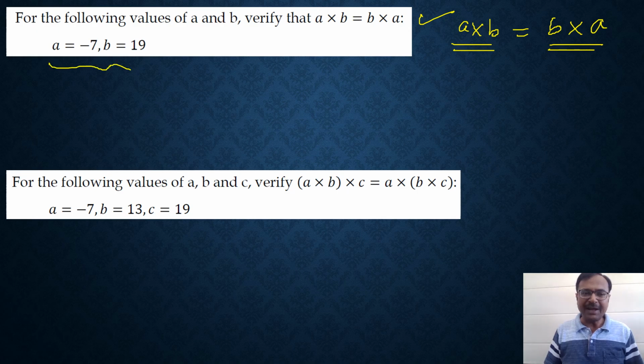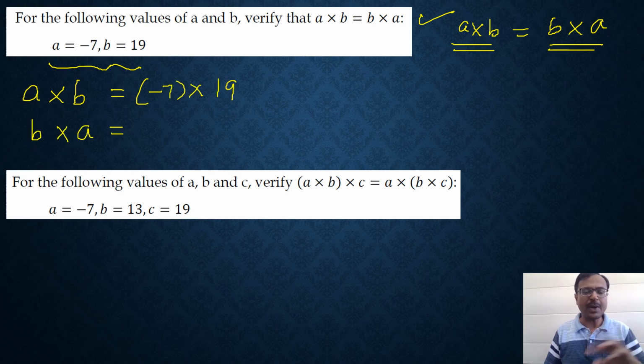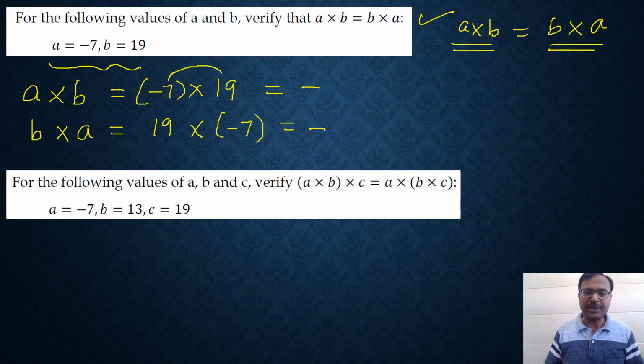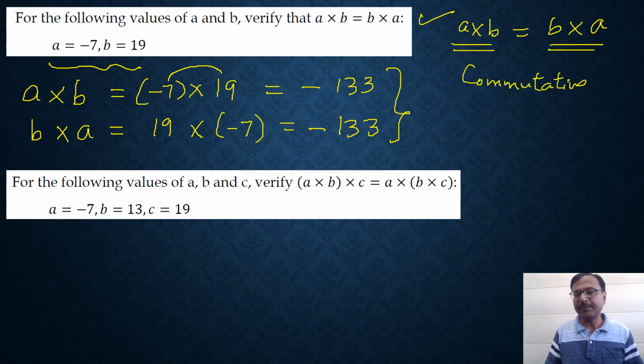Now a and b, the value is given here. So if you want to find a into b, you just have to do minus 7 times 19. And if you have to do b times a, then you will be swapping the numbers: 19 times minus 7. In any case, there is only one negative sign, so the answer is going to be negative in both cases. And 7 times 19 or 19 times 7, whichever way you want to look at it, is going to be 133 and 133. So both the answers are going to be exactly same. So in case of multiplication of integers, the commutative property holds good. This is called the commutative property of multiplication.